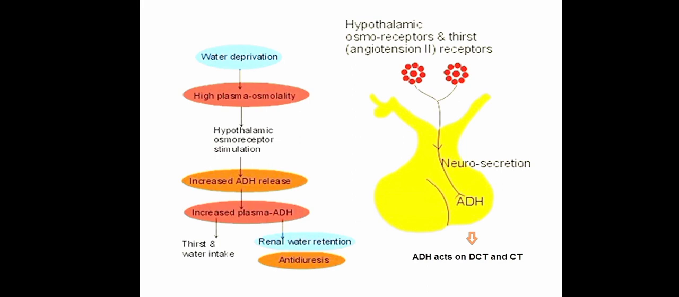More water is now being reabsorbed by the distal convoluted tubule and the collecting duct because of the presence of ADH, which increases the permeability of the DCT and the collecting duct to its highest level. In normal condition, only a certain amount of water is reabsorbed, but now the maximum amount of water is being reabsorbed because of the increased permeability of the distal convoluted tubule and the collecting duct.